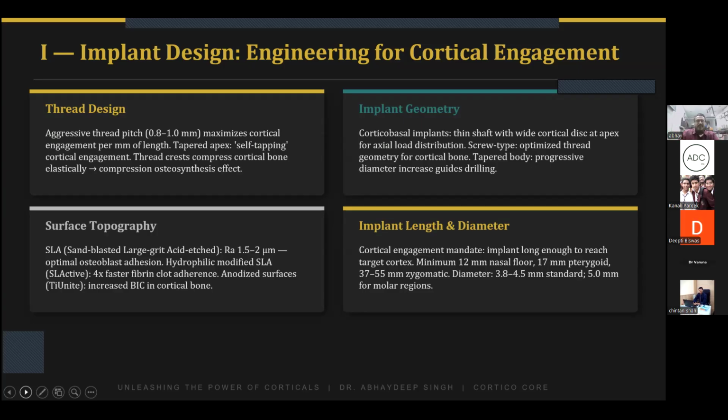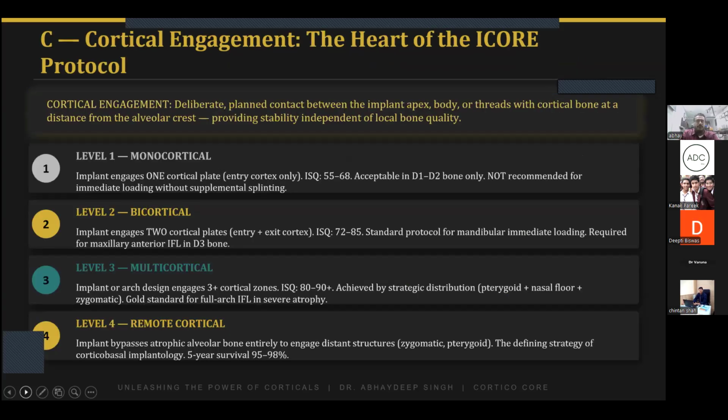Second is the cortical engagement. This is the heart of the ICORE protocol. If you do not do cortical engagement, you will never be able to confidently load your implants functionally. Again, I'm repeating this word functional because you can put an implant in the alveolar bone in the anterior region and give aesthetic loading. You can put a tooth over it and you just need to fill that missing tooth area. That is called immediate aesthetic loading.